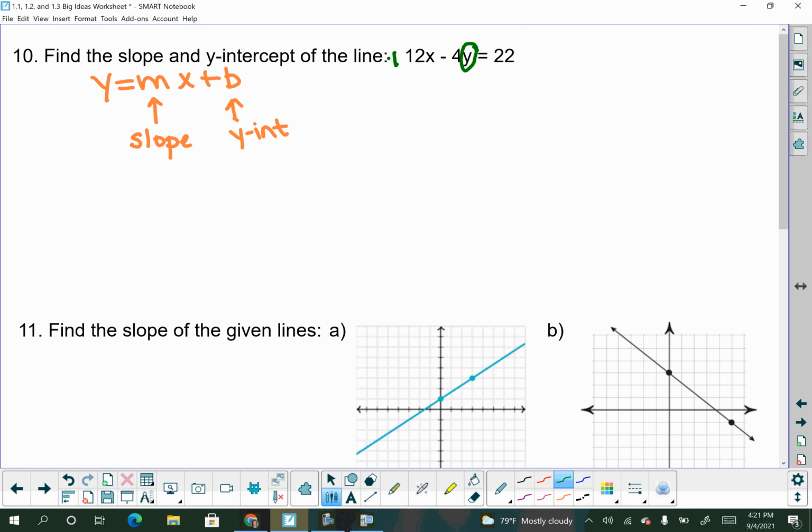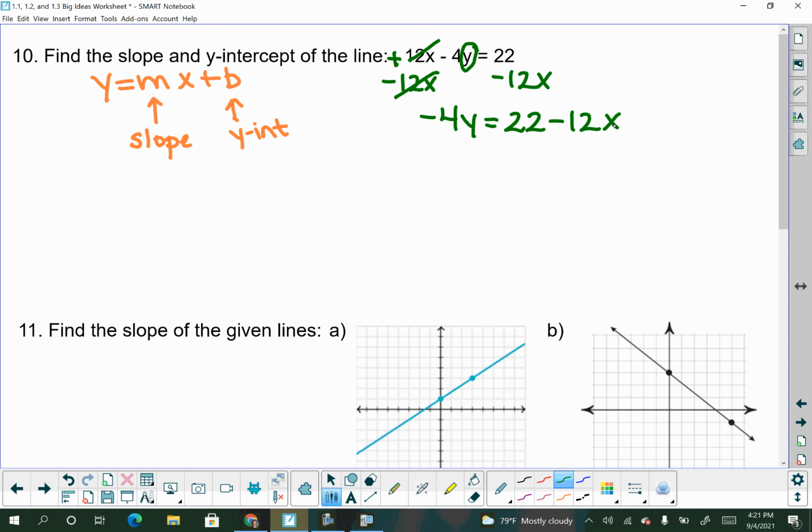Now, this x term is positive, so I'm going to subtract that x term on both sides. Positive and negative will cancel. That leaves me with negative 4y equals 22 and negative 12x, which are not like terms. One has an x, the other does not. So all we can do is put them next to each other, like so.